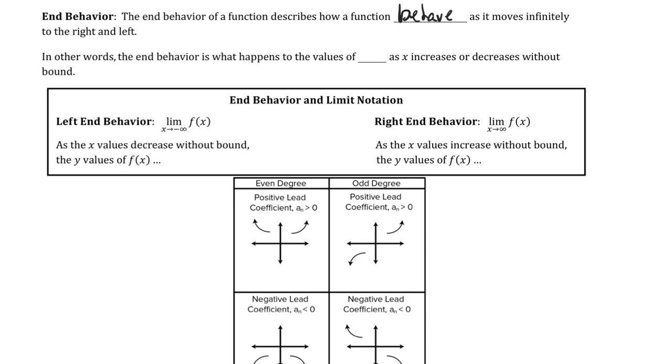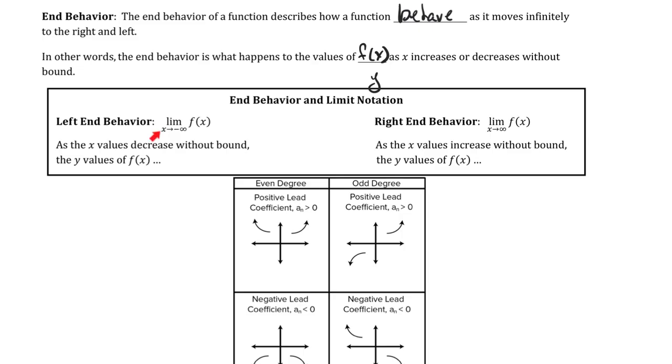So in other words, end behavior is what happens to the values of your function, f of x, we could call that y if we want to, as x increases or decreases without bound. We're going to use that phrase a lot this year, without bound. That means we just keep going. We keep getting bigger and bigger. We keep going closer and closer to the infinities, okay?